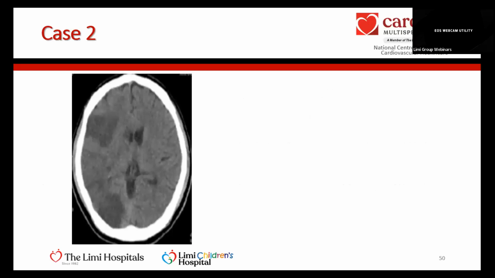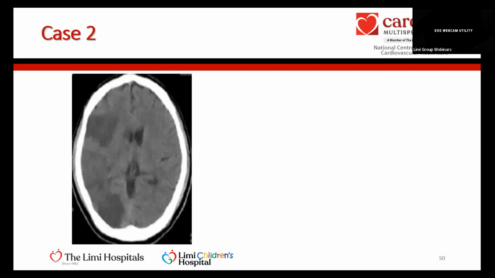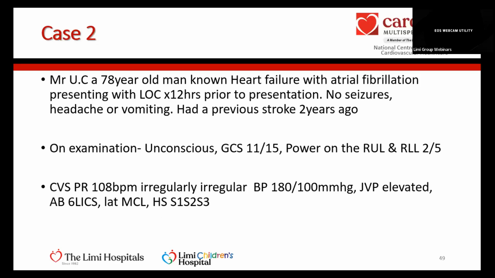So let's answer, please. What do we think? Should we give antihypertensives? Should we give alteplase? Is it a hemorrhagic stroke, or is it a cardioembolic stroke? Let's remember the key words that this person is presenting. We're still in the 24-hour period, 12 hours since presentation, has had a previous stroke, so we are already wondering what's going on. There's background heart failure, atrial fibrillation. We're looking at the patient as a whole. It's not just that the person has come with a stroke.